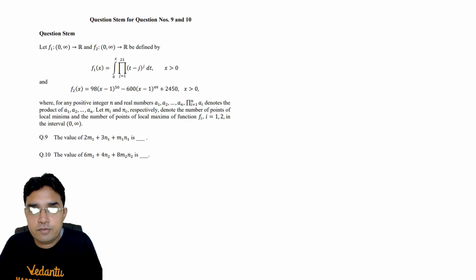We are discussing JEE Advanced 2021. This is question number 9 and 10 from paper 2. This question is actually a paragraph type in which the answer is to be given in numeric form.